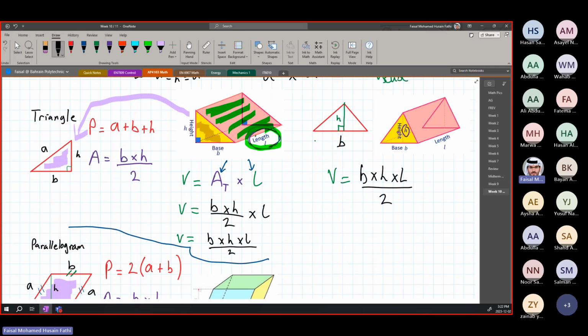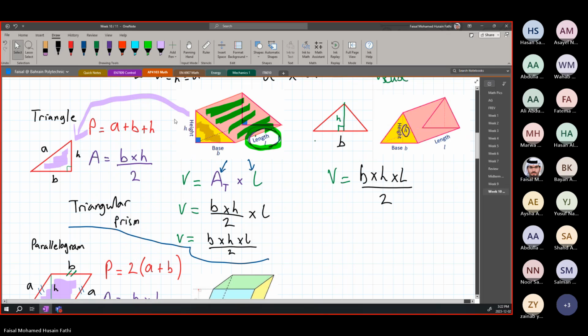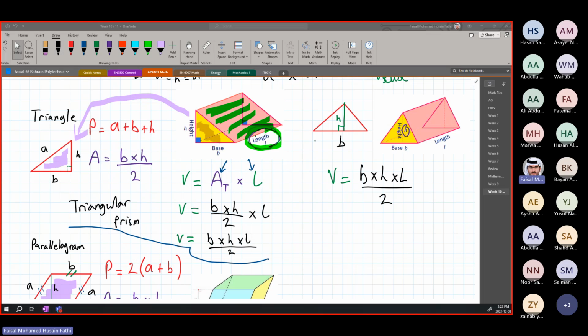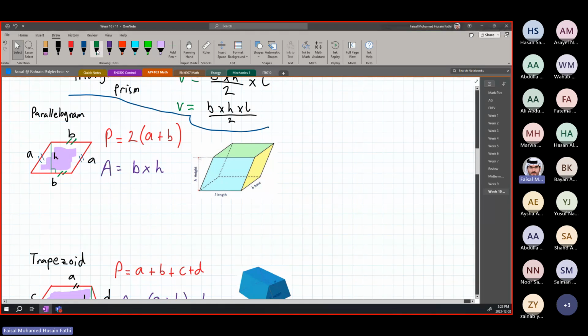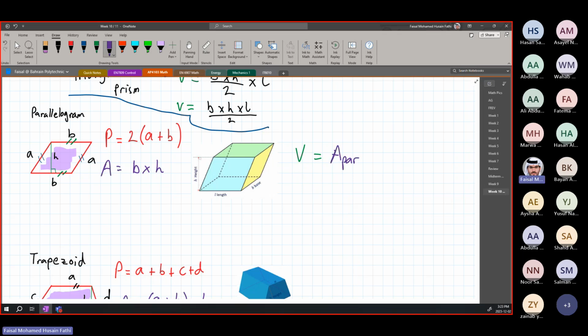So this will be called, this is a triangular prism. Okay? Same concept, nothing is different, nothing is changing, it's the exact same thing. Moving on to the parallelogram, exact same thing. The volume simply is equal to the area of a parallelogram times the new length.